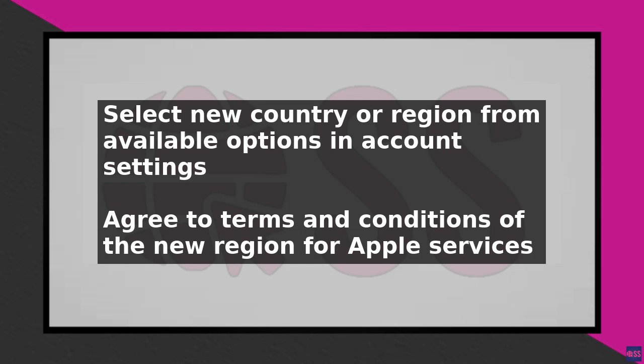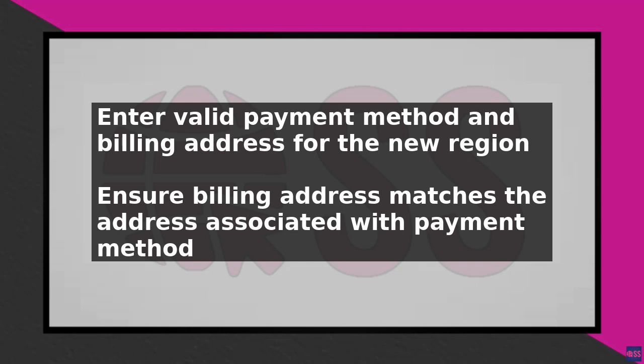After selecting your new region, you will be prompted to enter a valid payment method and billing address for that region. This can be a credit or debit card, or another payment method accepted by Apple. Make sure the billing address matches the address associated with your payment method. Once you have entered your payment method and billing address, tap on Next and then agree to the terms and conditions. Your Apple ID region will now be updated, and you can use Apple Pay with a local card.